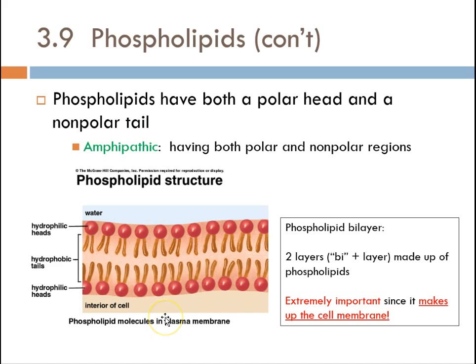So what this ends up being is almost like a gated community where some things can come in, but large structures can't, and we're going to have to build special things to let those in. We'll talk about that soon. Anything that has the ability to have some area that loves water and hates water is going to be called amphipathic. So amphipathic means that it has polar and non-polar regions.